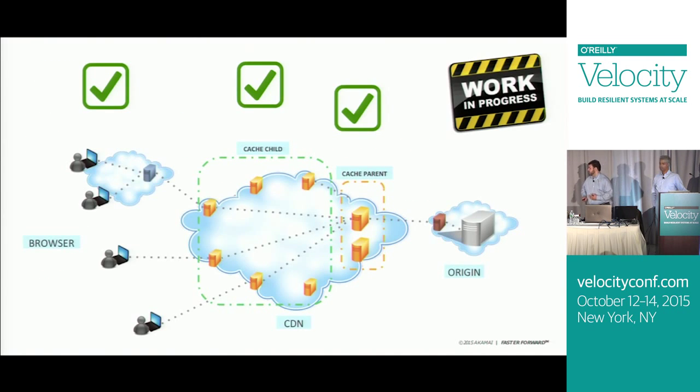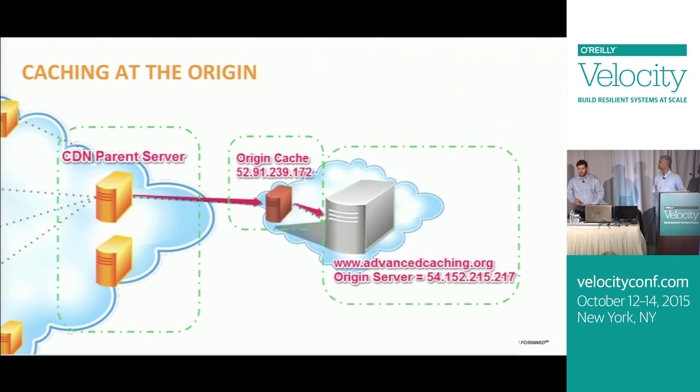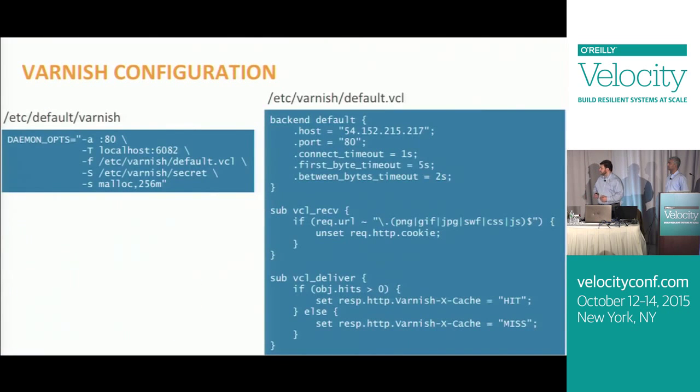So at this point we've got caching configured within the browser, within the cache child, and within the cache parent. The next step is we're going to look at doing an origin cache. If we zoom into the origin, you can see the CDN parent server here, connecting to an origin server, the one we configured for www.advancedcaching.org. Now we're going to introduce another server in between the two, which we're going to install Varnish on, and it's going to be our reverse proxy at the origin.